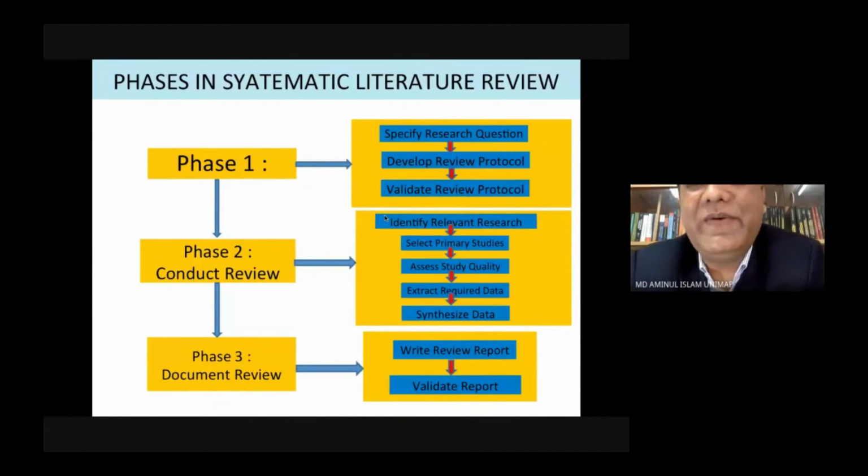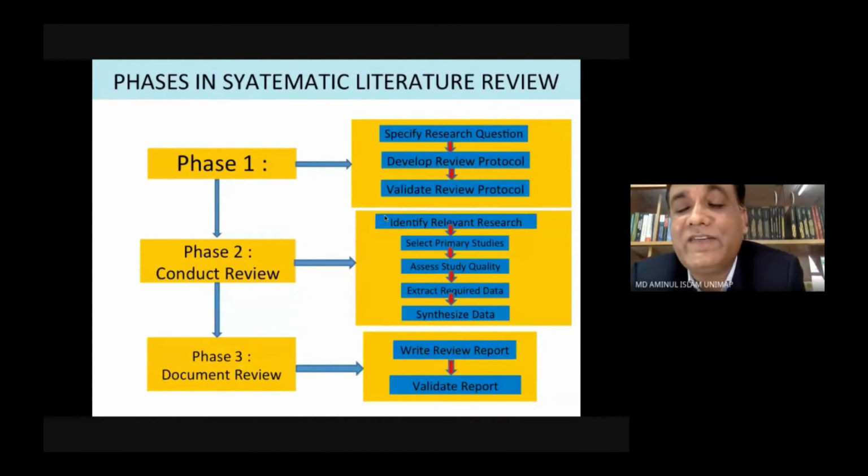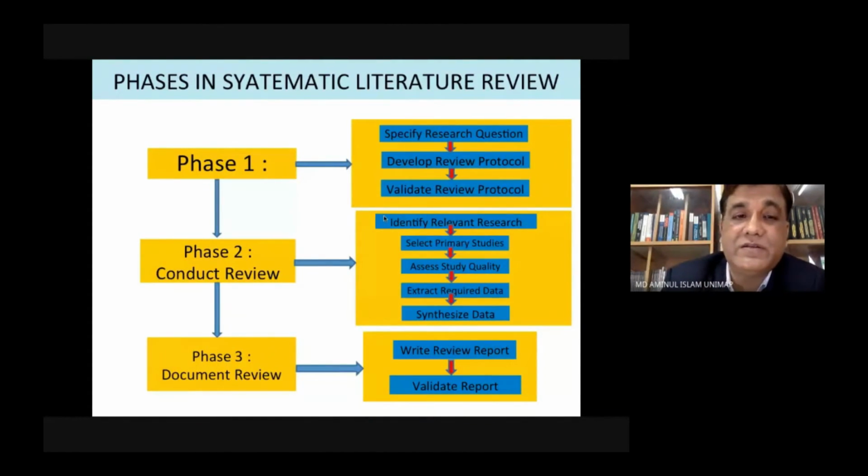Now, phases in a systematic literature review, there are basically 3 phases. I have already covered literature review and critical literature review. Now I'm moving more on systematic literature review, very specific to the topic. So in the first phase, we specify the research question, we develop a research review protocol, we validate the review protocol. Then in the second phase, we conduct the research review. We identify relevant research, we select primary studies, we assess the quality of the papers, we extract the data, we synthesize the data, and finally we start writing the draft. Okay, these are the systematic literature review phases.